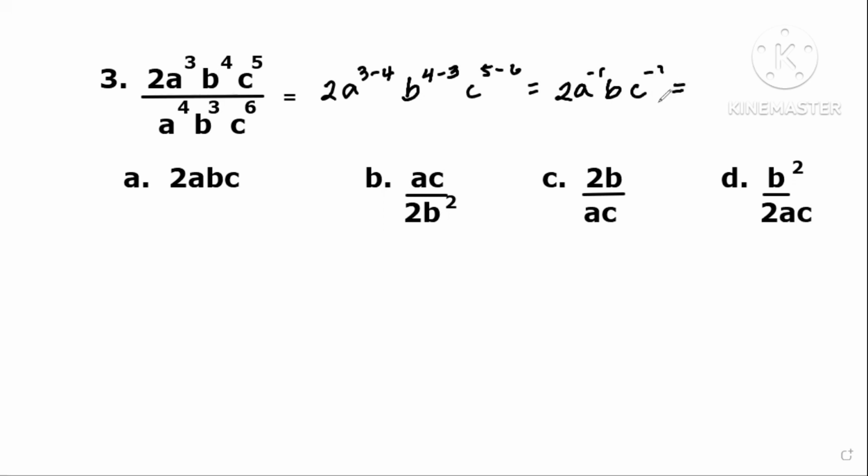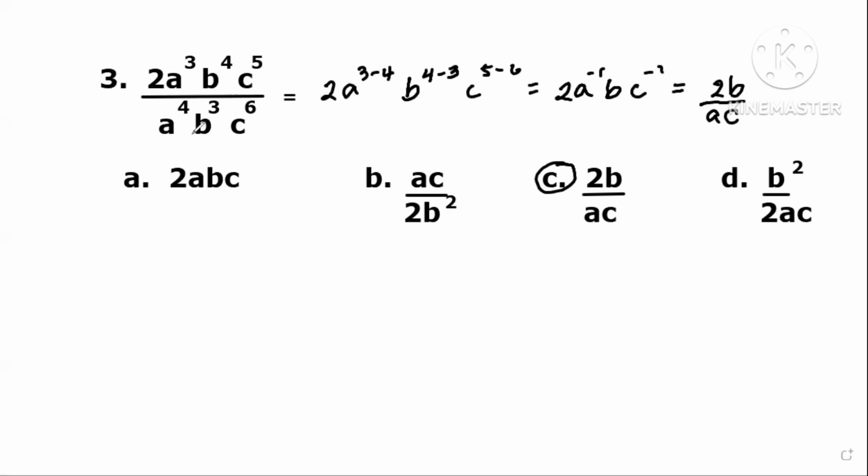Now, para maging positive ang exponent natin, ilalagay natin sa ilalim yung mga negative, no? Maiwan yung positive sa taas. So, we have 2b over ac. So, the correct answer is C. Okay?